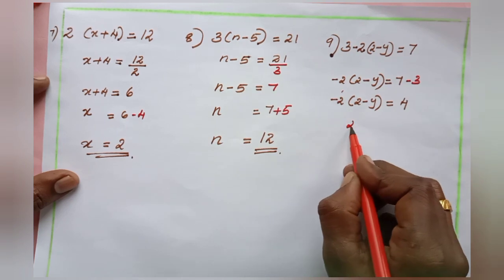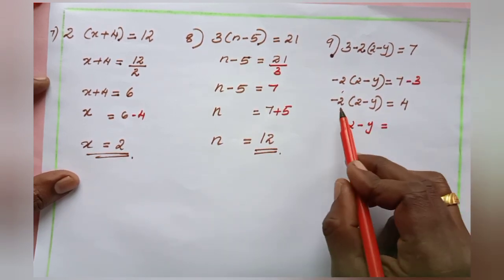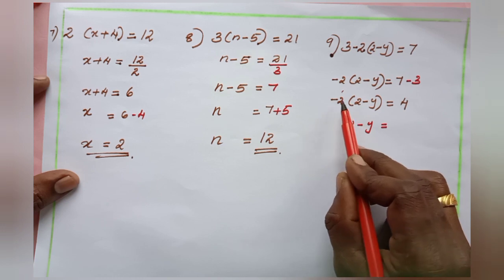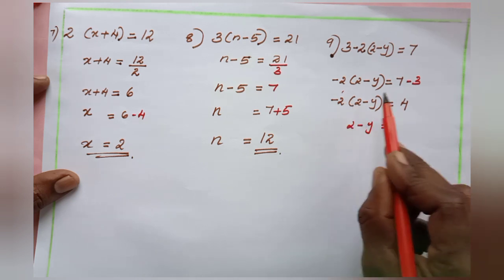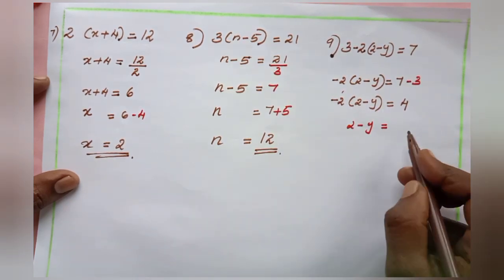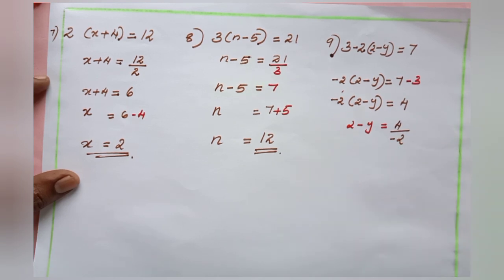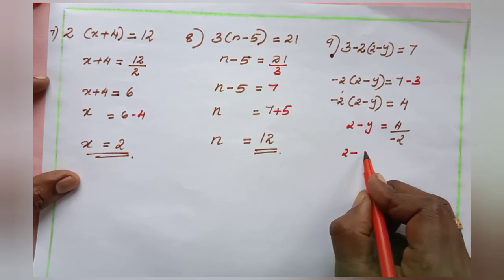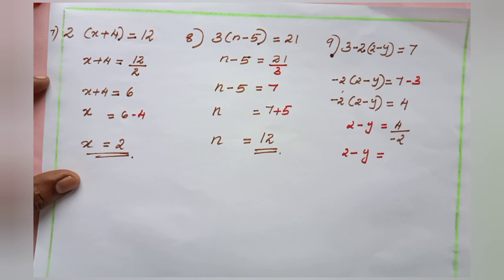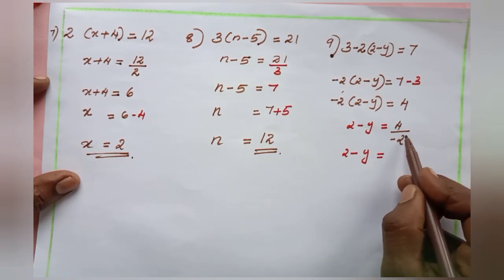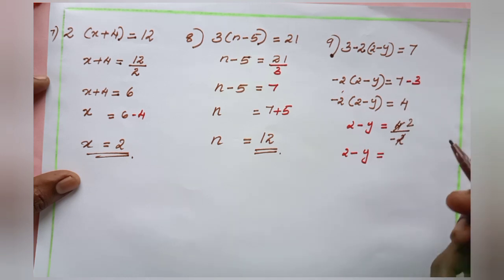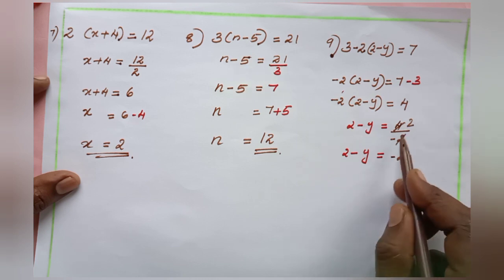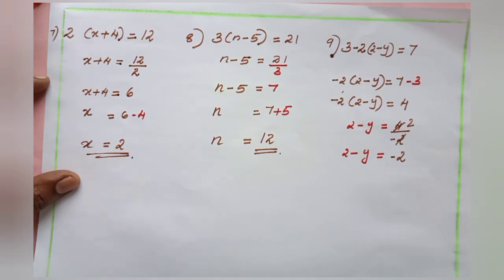Then for 2 minus y, take this minus 2, the multiplication, to the right side, where it changes into division. So 4 divided by minus 2. Now we get 2 minus y equal to 4 by minus 2. How many times 2 in 4? 2 times. Okay, 2 2s are 4. So we get minus 2, positive divided by negative is negative 2.